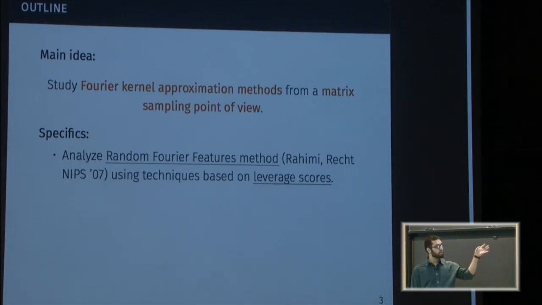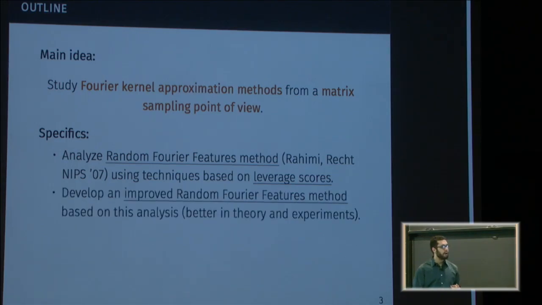We're going to reanalyze some of the methods in that paper using techniques based off what are known as leverage scores. Then I'm going to show you how, using these same techniques, we get an approach to improving the methods in that paper and getting new Fourier-based kernel approximation algorithms that can give better approximation, ideally can give faster algorithms in practice.